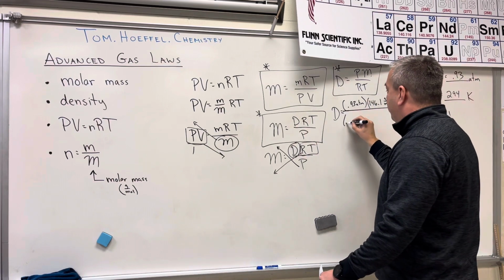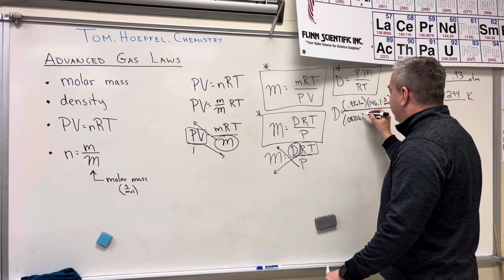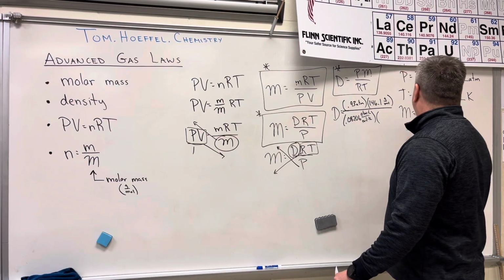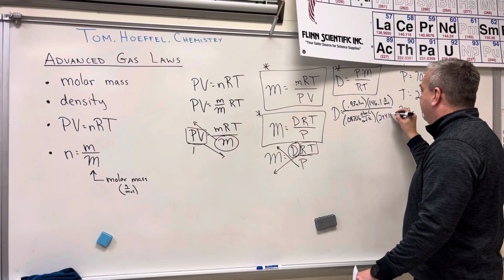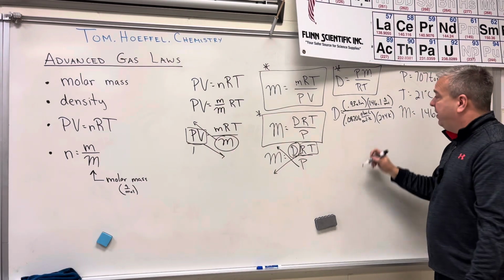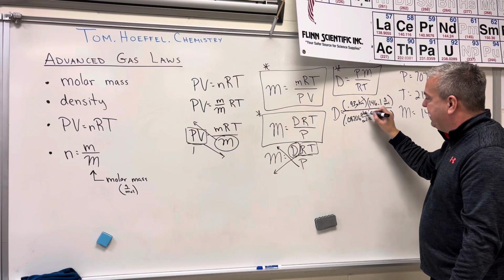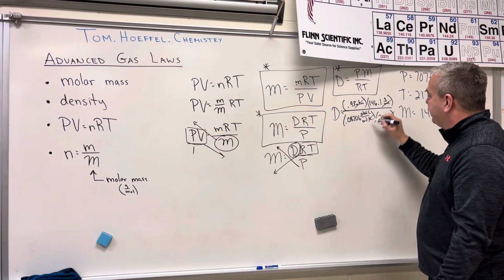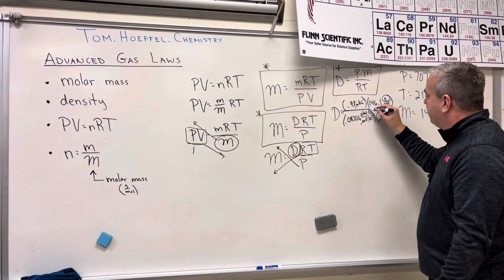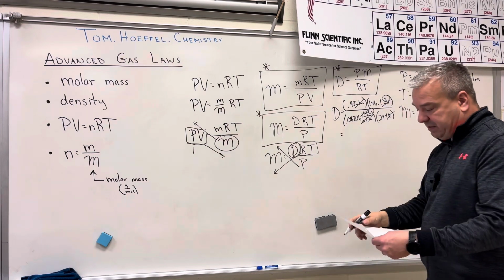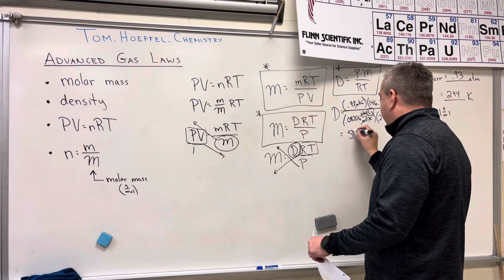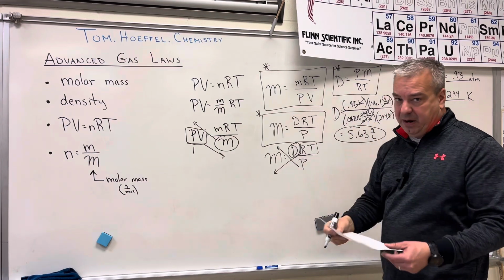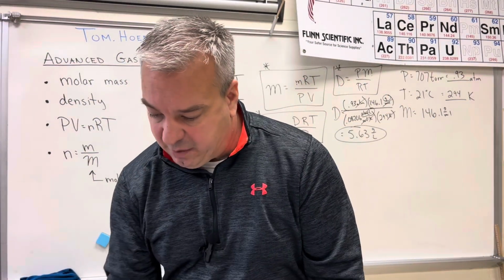The R is equal to 0.08206, and there's a lot of units on that: ATM liter over mole Kelvin, with a temperature of 294 Kelvin. Let's cross out some of these units. So ATMs cancel out, Kelvin cancels out, the moles cancel out, and I'm going to be left with grams per liter. And if I work this problem out, I find out that it's 5.63 grams per liter for this particular problem.